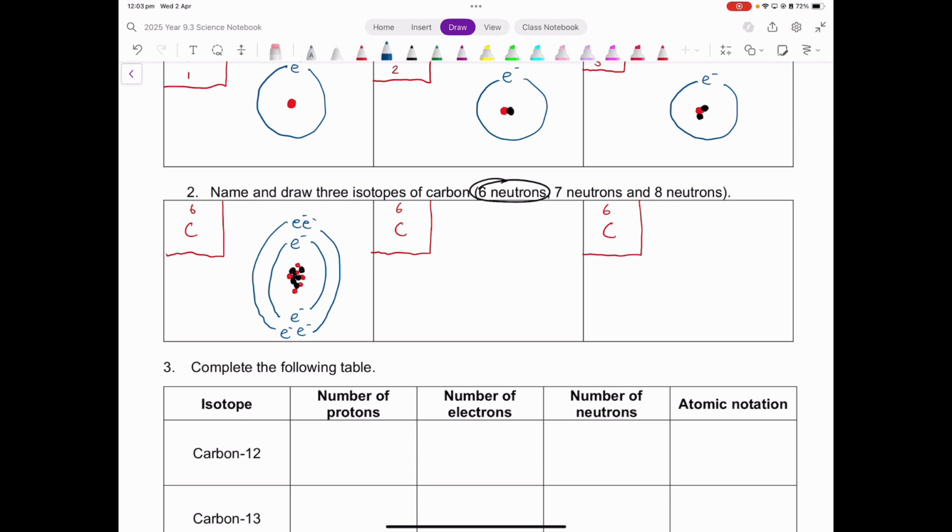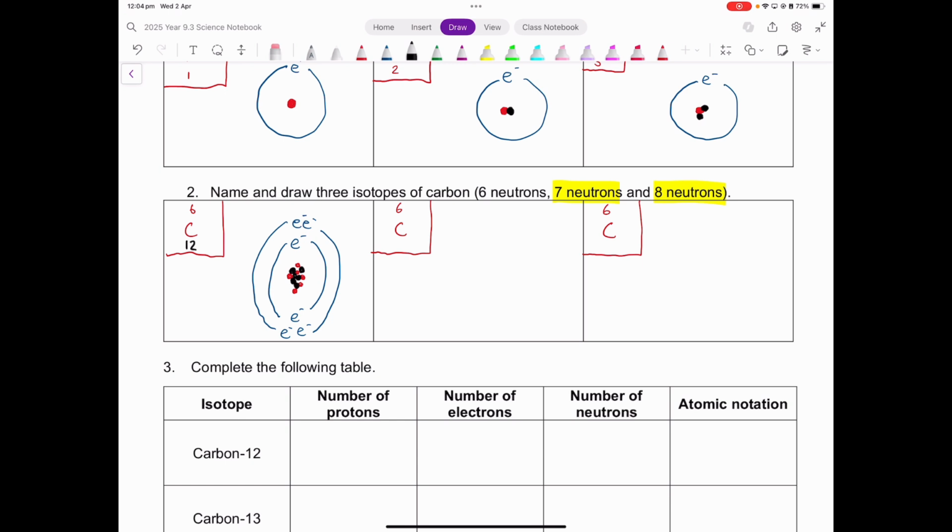What I am going to ask you to do now, though, is can you please give the next two for 7 neutrons and 8 neutrons a go. And what we'll find here is that the atomic mass for this first carbon is equal to 6 protons plus 6 neutrons, which gives us an atomic mass of 12.